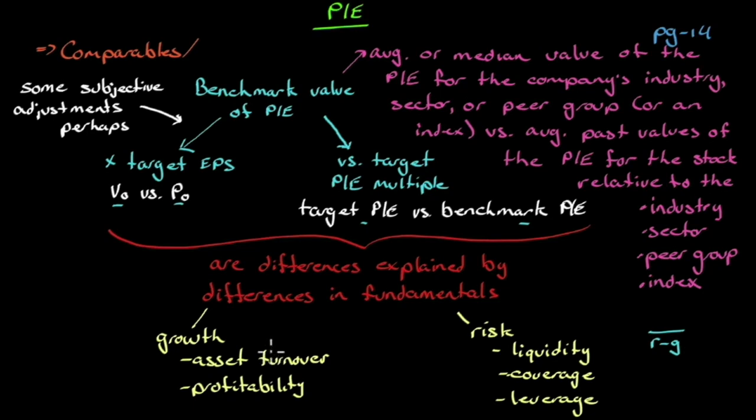If the industry is trading at 20 times and we have worse asset turnover and worse profitability, maybe we should be 17 or 16 times earnings, right? And R for risk, we can measure the risk of our target company by liquidity, by coverage, or by leverage ratios. So we have a bunch of ratios that we can then go to.